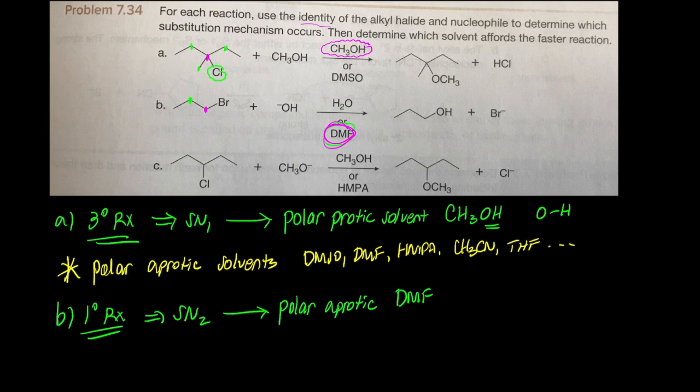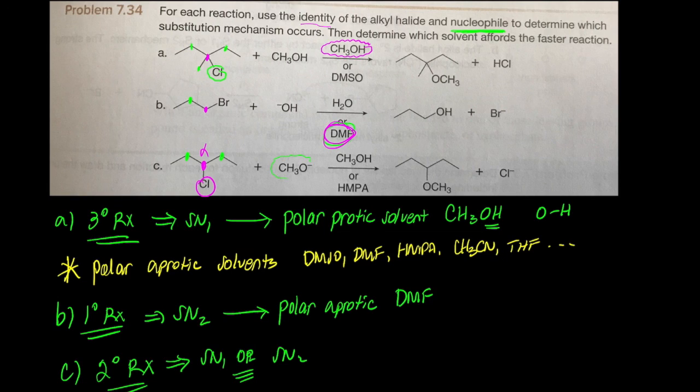In part C, it's a little more tricky. Let me explain why. So again, we identify the halogen, the leaving group. We identify the alpha carbon. We count carbons attached to the alpha carbon, and we come to the conclusion that this is a secondary alkyl halide. Okay? Secondary alkyl halides can react by SN1 or SN2. Okay? So how do we know which it is? We then have to look at the nucleophile. Okay? And they suggested in the word problem to look at the nucleophile.